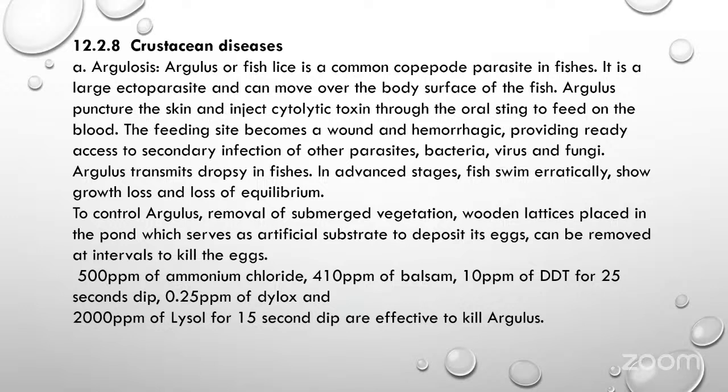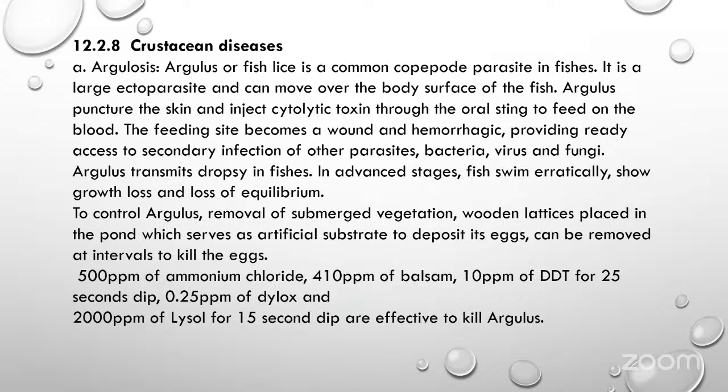blood. The feeding site becomes a wound and hemorrhagic, providing ready access to secondary infection of other parasites, bacteria, virus, and fungi. Argulus transmits dropsy in fishes. In advanced stages, fish swim erratically, show growth loss and loss of equilibrium.